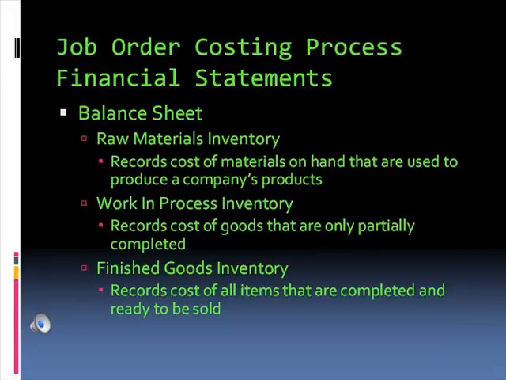On this slide, we have the financial statements for job order costing. On the balance sheet, we have raw materials inventory, work in process inventory, and finished goods inventory. Raw materials inventory records cost of materials on hand that are used to produce a company's products. Work in process inventory records cost of goods that are only partially completed. Finished goods inventory records cost of all items that are completed and ready to be sold.